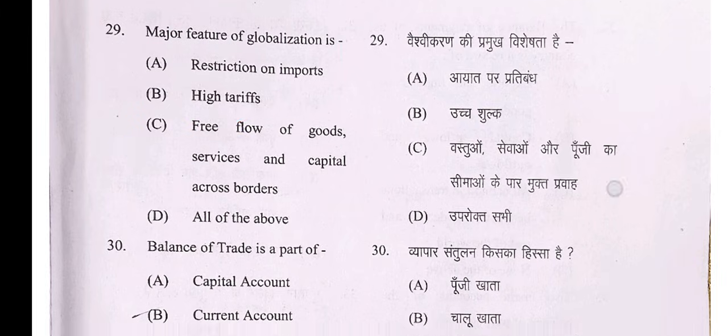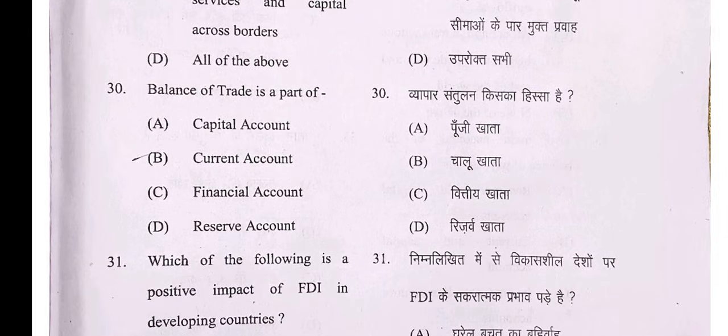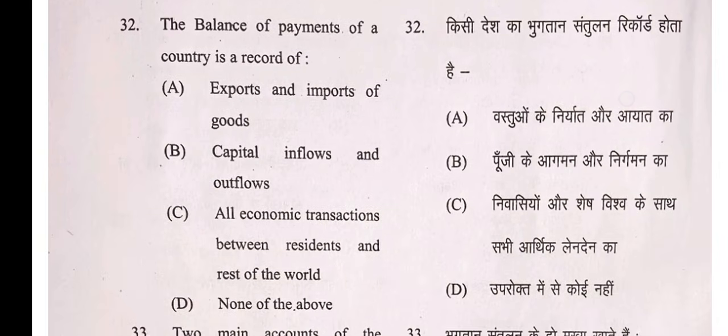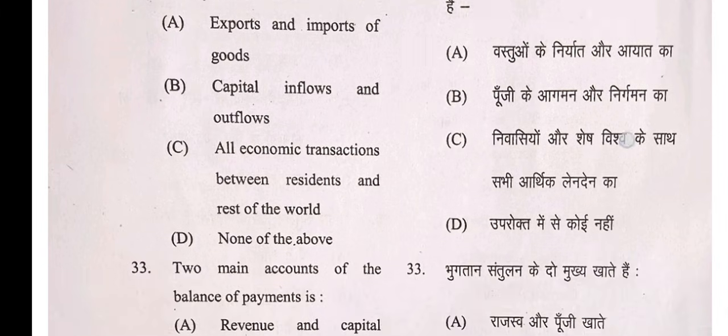Option C correct है. Balance of trade is a part of current account. Which of the following is a positive impact of FDI in developing countries? Inflow of modern technology and managerial skill. Option B. The balance of payment of a country is record of all economic transactions between residents and the rest of the world. C option correct है.